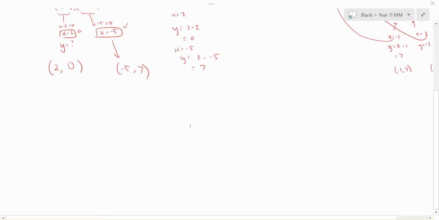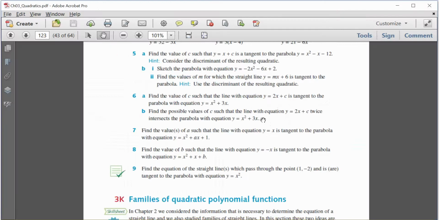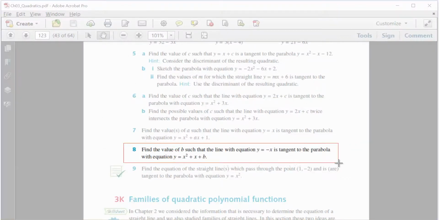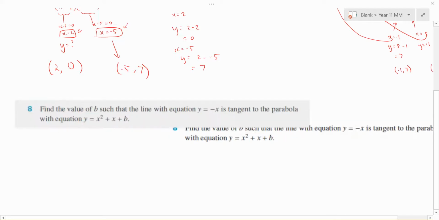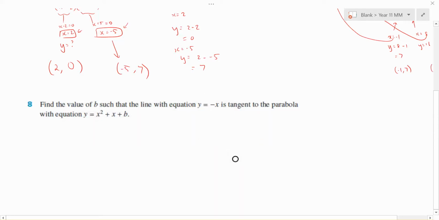So same thing. The difference now is instead of having all the values given to you, you've got an unknown, you've got a b. We don't know what b is. Okay, so let's have a look at it. We've got: find the value of b such that the line with equation y equals -x is tangent to the parabola with equation. Now tangent means that it touches once. That's what we call a tangent.